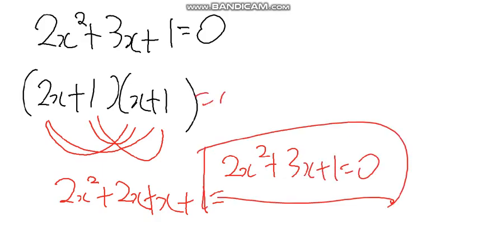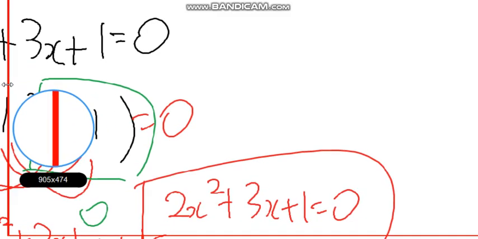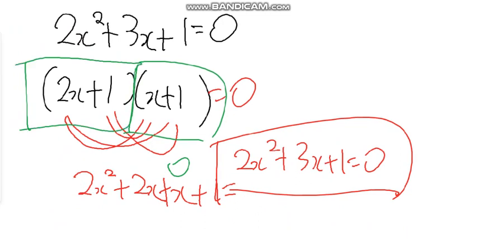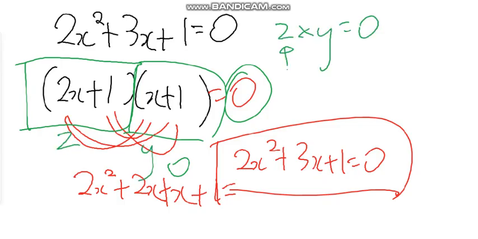But if we're trying to find x here, and that's what we're supposed to do, obviously, this has to be 0, because let's say this was z and this was y, z times y equals 0. If one of these is 0, then it would automatically be 0.